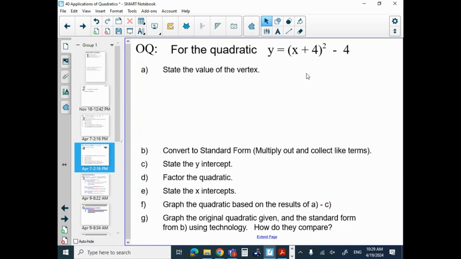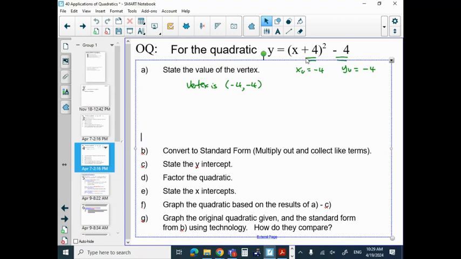Anyway, so just from this form of the quadratic given, it was given in vertex form. So stating the vertex is really quite easy. The value of the vertex would just be opposite to this. So the x of the vertex would be -4. That's just something we know. And the y of the vertex would also be -4. So state the value of the vertex. The vertex is -4, -4. And that's all that would be needed for that one. Just a known thing in that format.